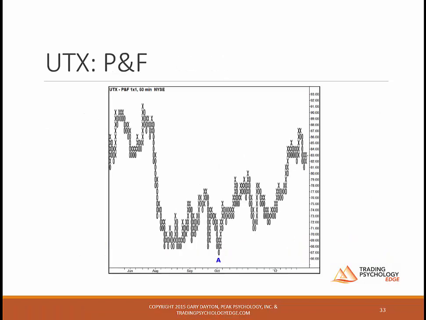And remember, springs and upthrusts are, by definition, signs of strength and weakness by themselves. We don't need, in other words, a last point of support, because the last point of support and the sign of strength occur in the spring. So the spring occurs here at A.